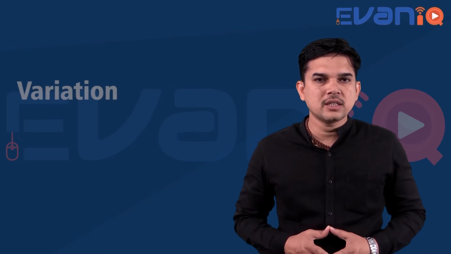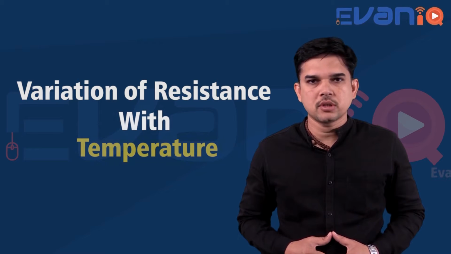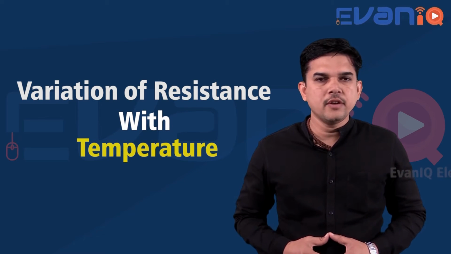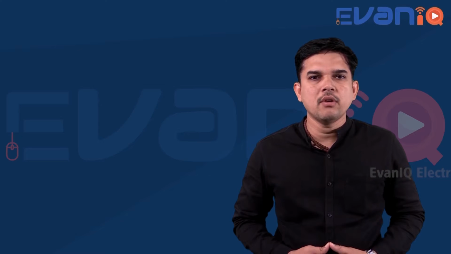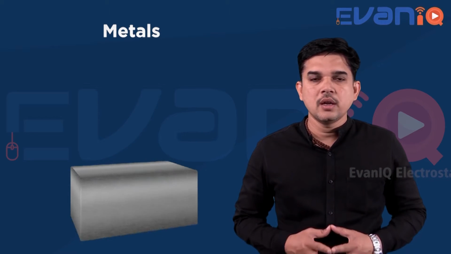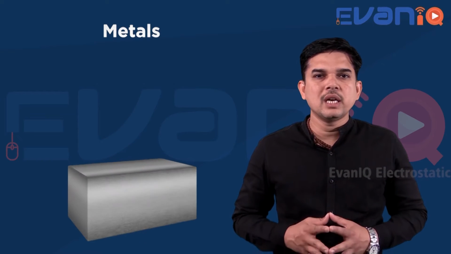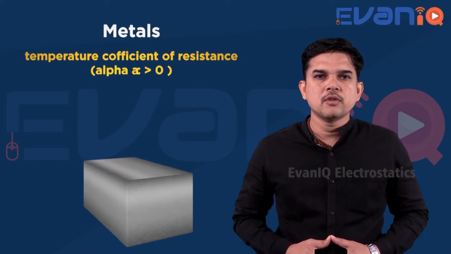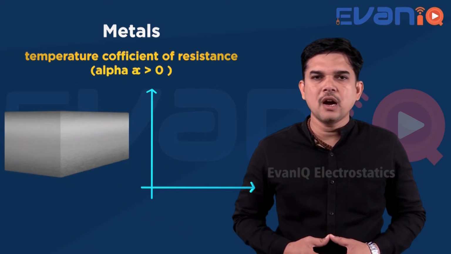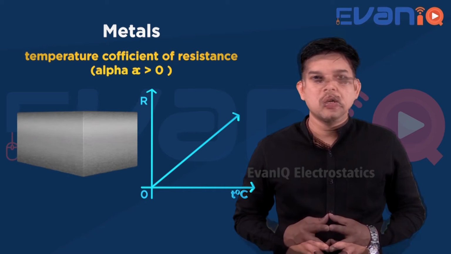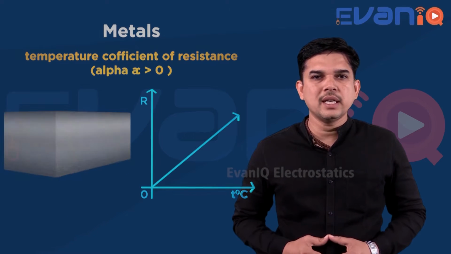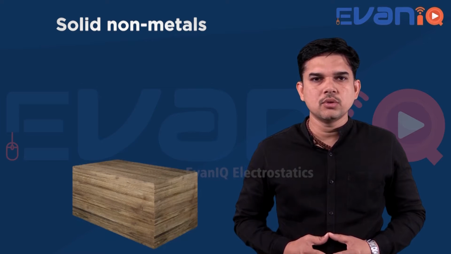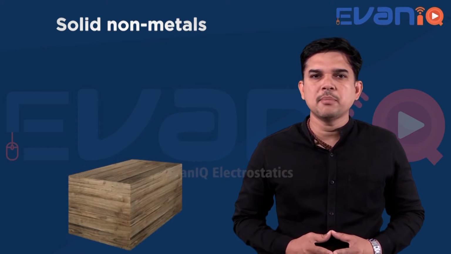Next is variation of resistance with temperature. There are different curves for different materials, in which the first material we have is a metal body. Resistance of the metal body will increase in a constant or proportional manner with the temperature, and the graph will be a straight line. Resistance of solid non-metals like wood and stone does not depend on the temperature.